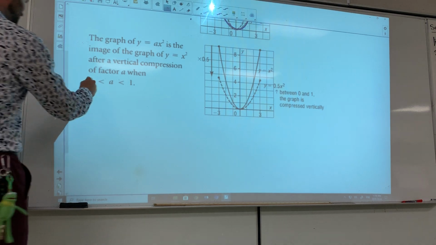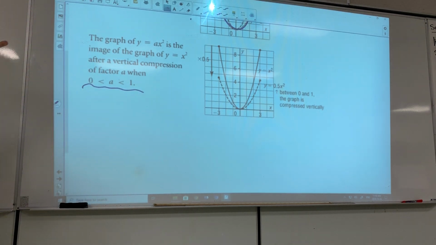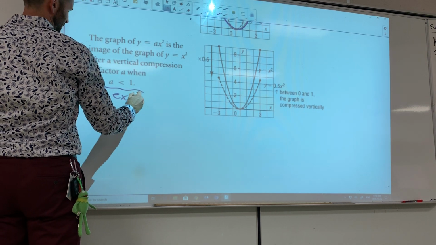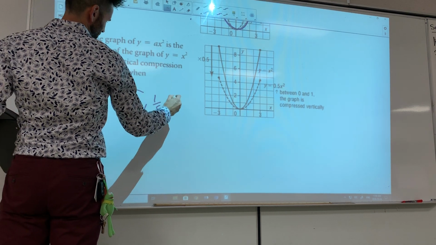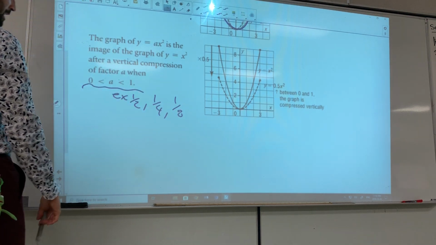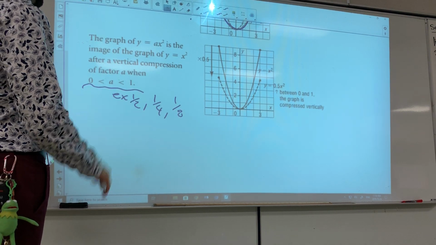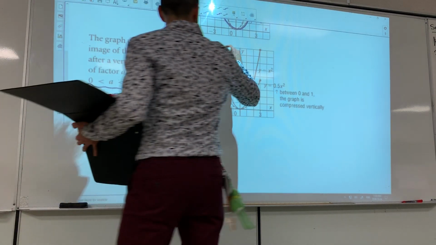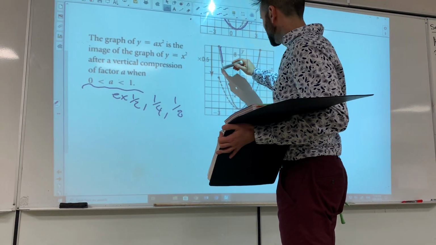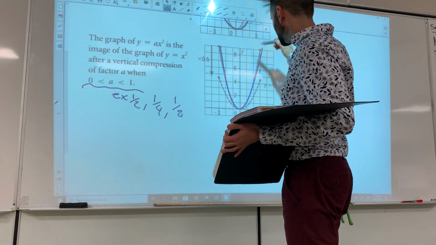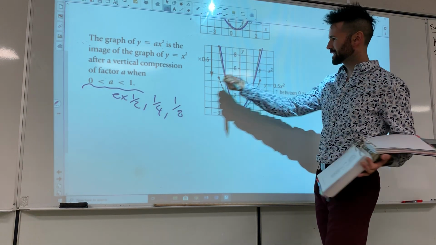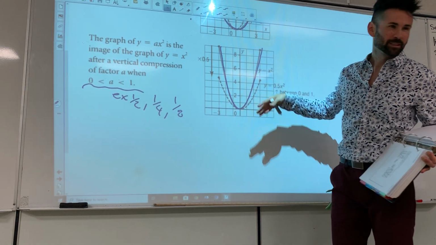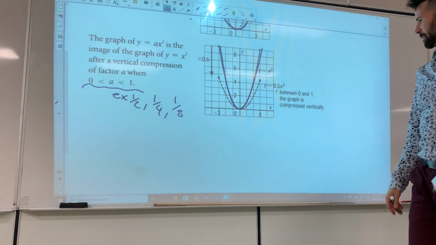Okay. Last thing, if it's between 0 and 1. So the a value is between 0 and 1, so some fraction, examples like a half, a quarter, an eighth, maybe a decimal, right? Whatever the case, they call it the opposite of what I call it. They say that's a compression, and when you think about it, that also makes sense. But yeah, I call this a stretch. Here's the original, and it's getting stretched out, but another way you can think of it is that it's getting compressed closer to the x-axis, okay?